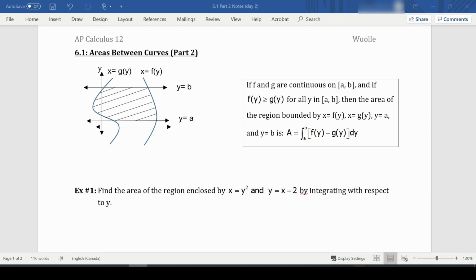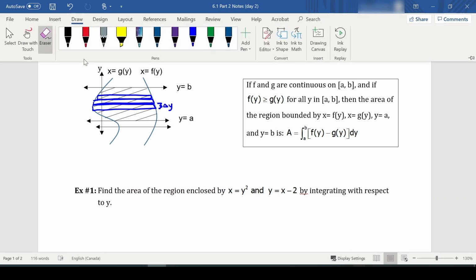Today, we're going to be continuing on with this notion, but we're going to be looking at areas between left curves and right curves. We still have two straight lines as well, but these are now horizontal lines instead of vertical lines. Our rectangles, therefore, that we would be visualizing will be horizontal rectangles. So what those might look like is something like this.